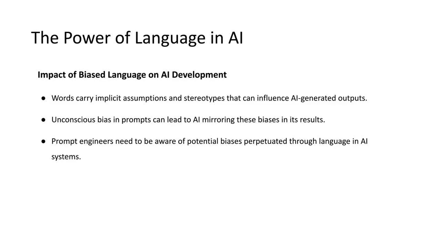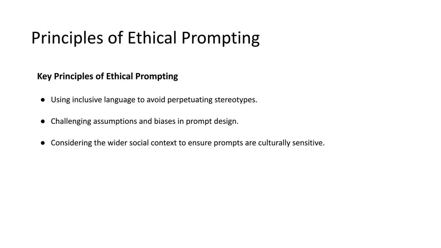If that data reflects societal biases, the AI will perpetuate them. For instance, an AI trained on mostly articles written by men might generate outputs with a male perspective. Sometimes, even prompt engineers themselves have their own biases and need to be aware of them and how they might influence their prompts. Ethical prompting is proactive. It requires questioning our own assumptions and aiming for fairness in the results we guide the AI towards.